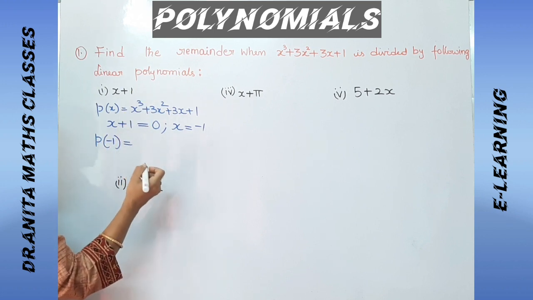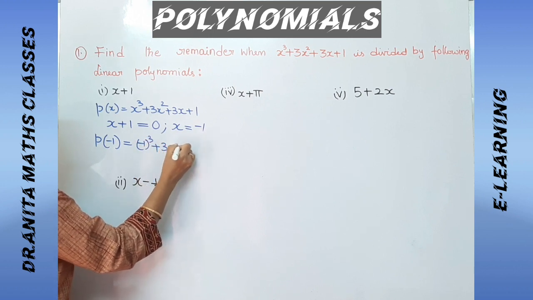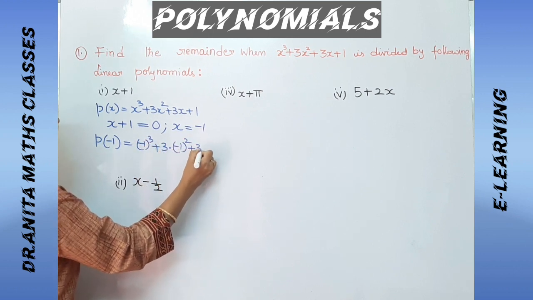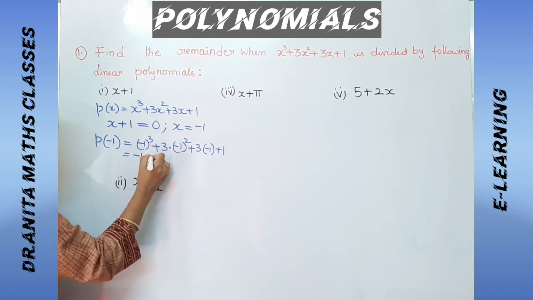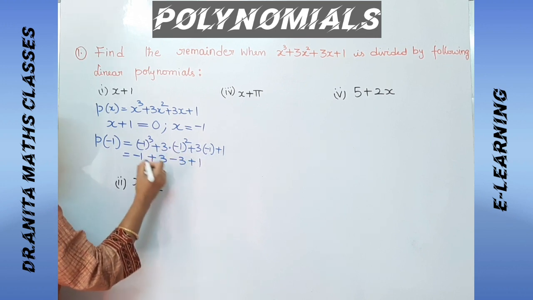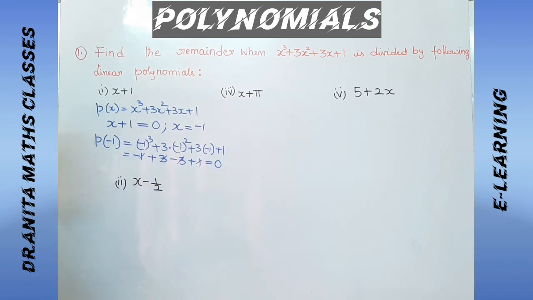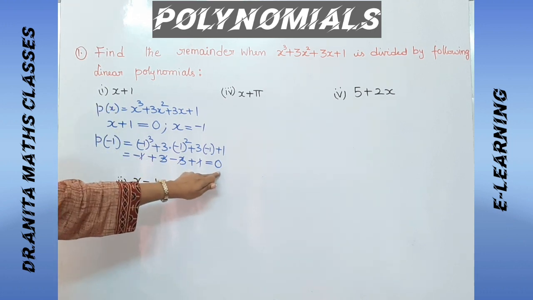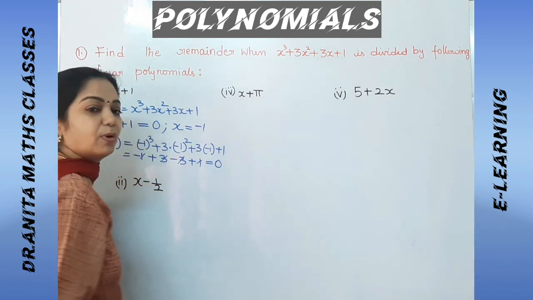I will substitute minus 1 in place of x: minus 1 whole cube plus 3 into minus 1 whole square plus 3 into minus 1 plus 1. This comes to minus 1 plus 3 minus 3 plus 1. All of them cancel, and we get 0. So when substituted minus 1, I got 0. The 0 is the remainder when this cubic polynomial is divided by this linear polynomial.